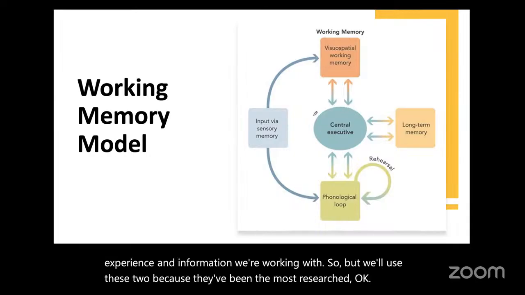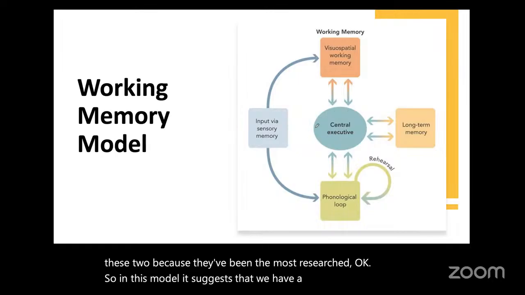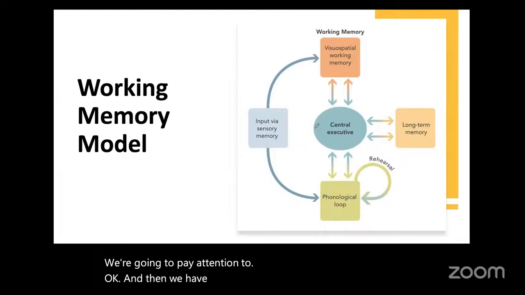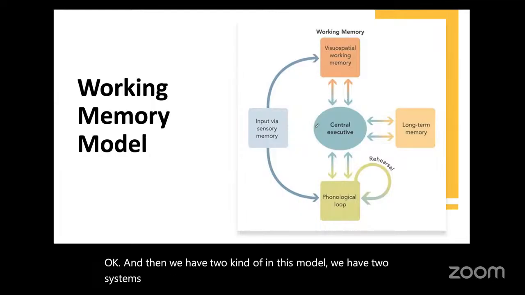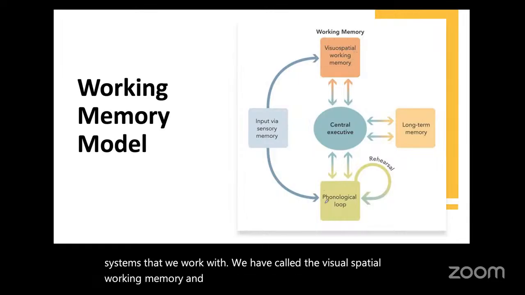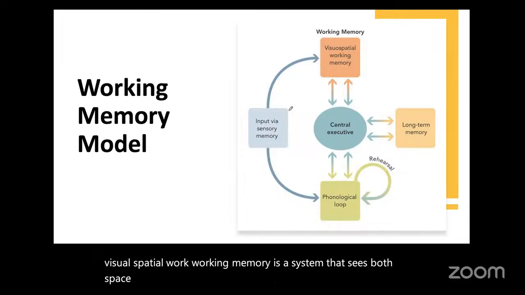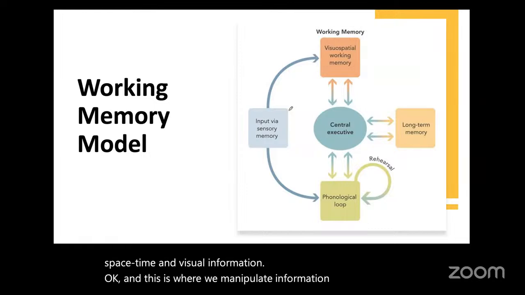So in this model, it suggests that we have a central executive. The central executive is what decides what sensory information we're going to pay attention to. Okay. And then in this model, we have two systems that we work with. We have what's called the visual spatial working memory and what's called the phonological loop. Okay. The visual spatial working memory is a system that sees both space, time, and visual information.